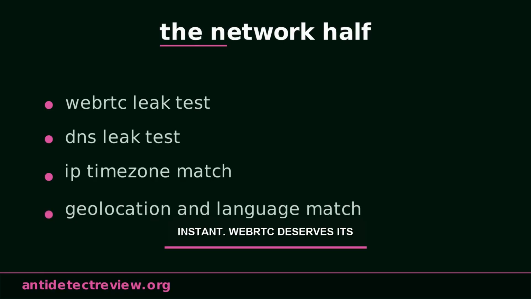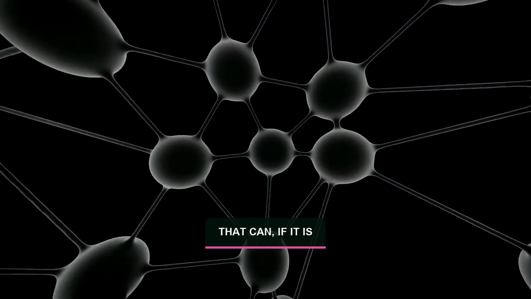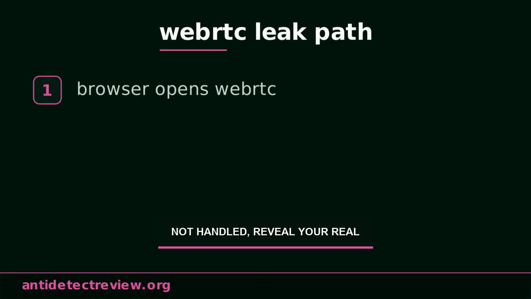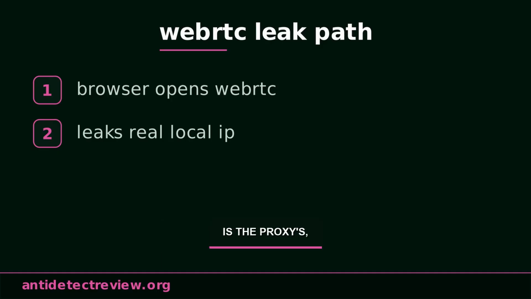WebRTC deserves its own moment because it is the classic silent killer. WebRTC is a browser feature that can, if it is not handled, reveal your real local and public IP straight past the proxy you carefully set up. So the single most important thing to confirm on the checker is that the only IP showing anywhere is the proxy's, and your real one never appears.